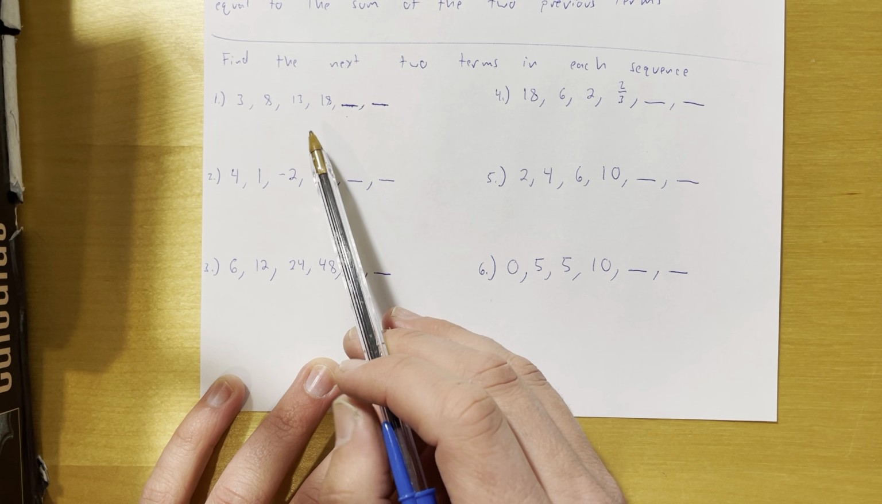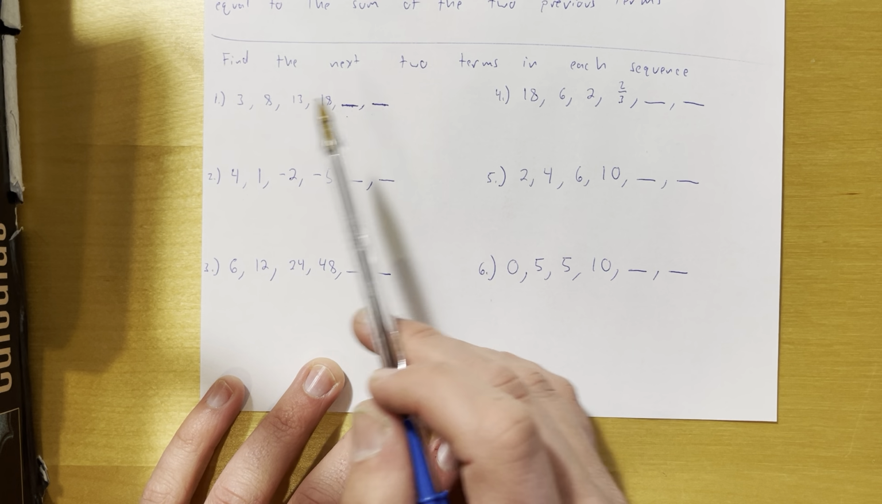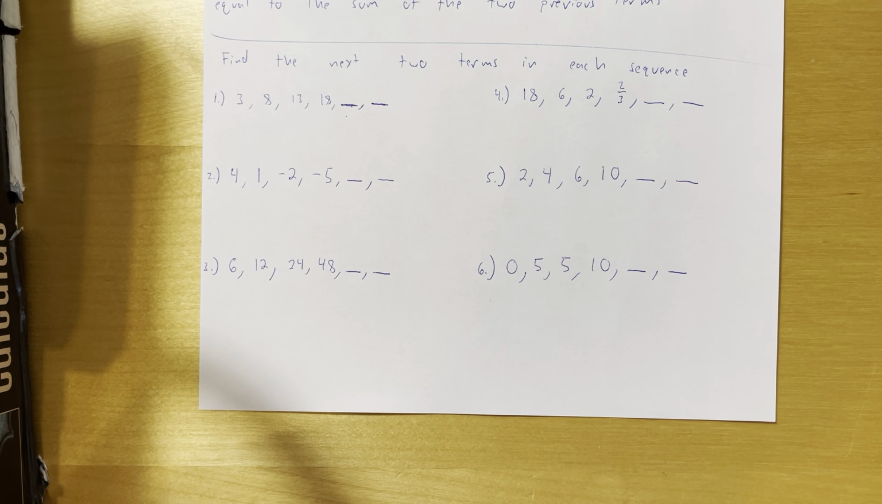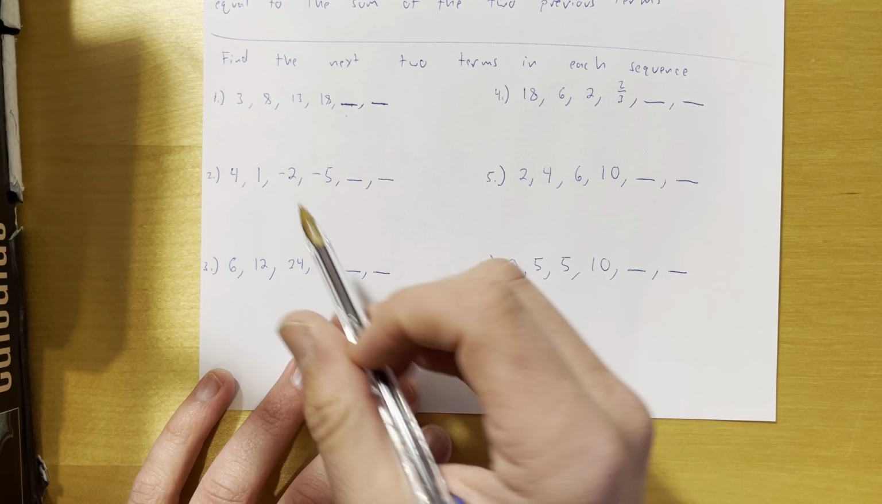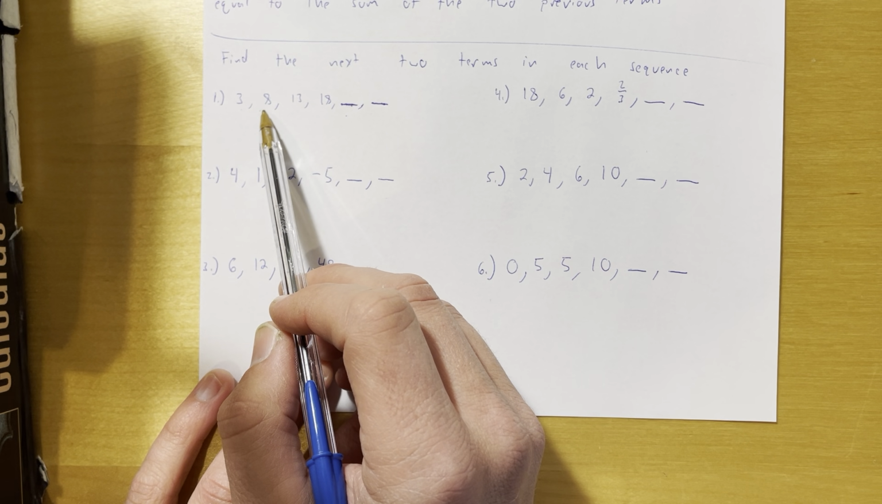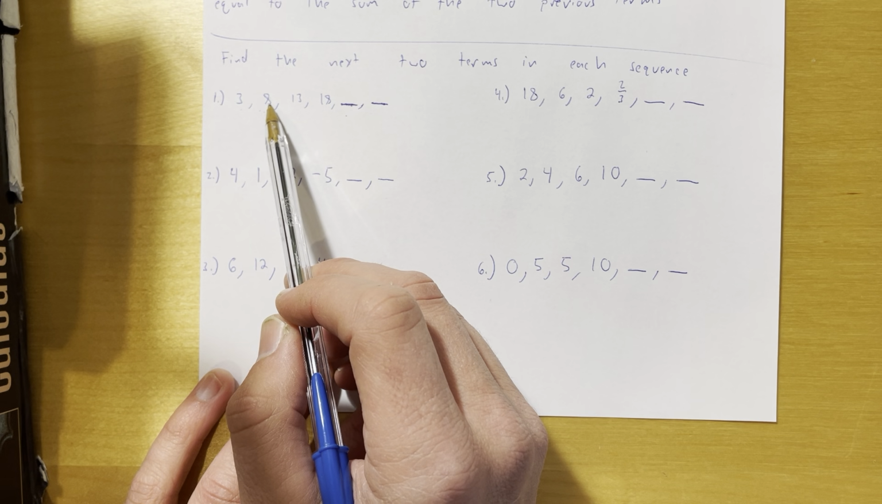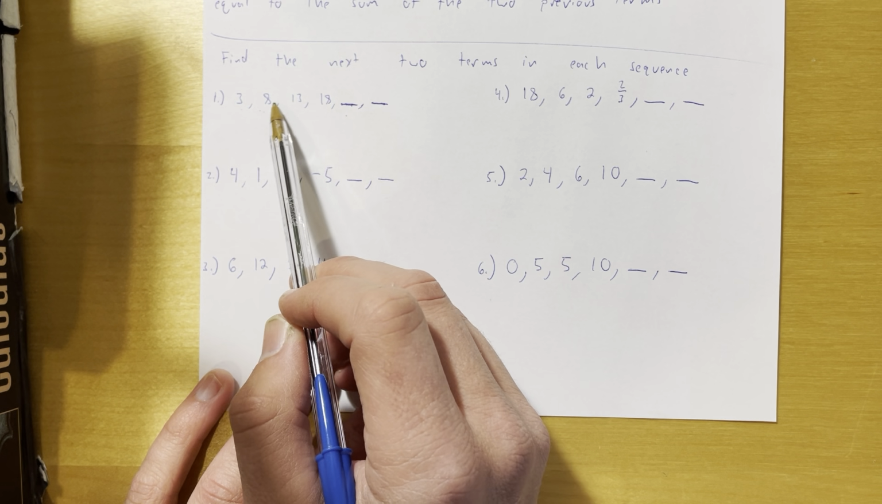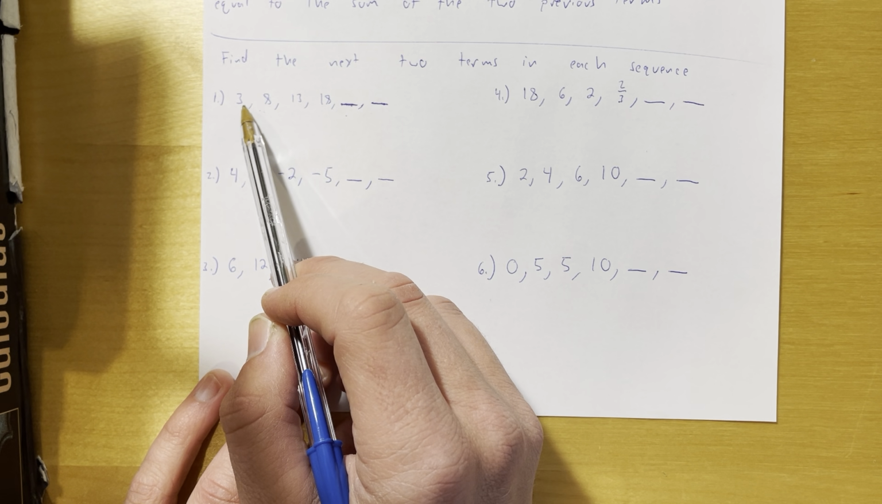So in this sequence, this one turns out to be arithmetic. And the way that I determine that is if I suspect that it might be arithmetic, I take consecutive terms, one right after the other, and I subtract the second term minus the first term, or the later term minus the earlier term.